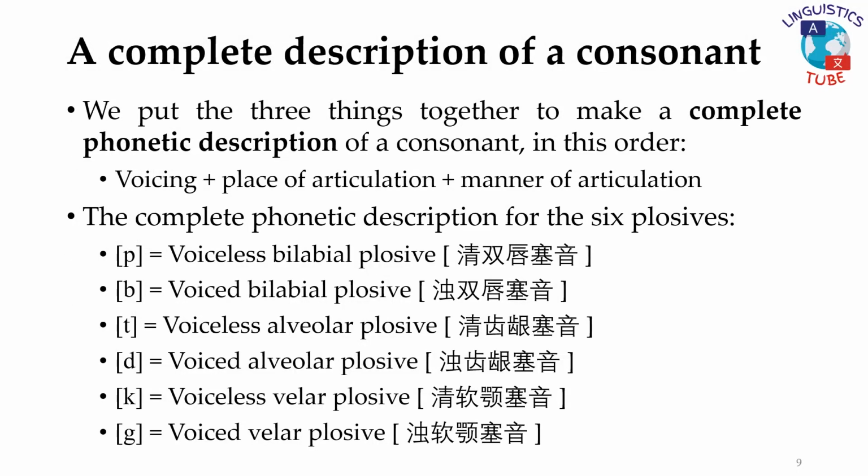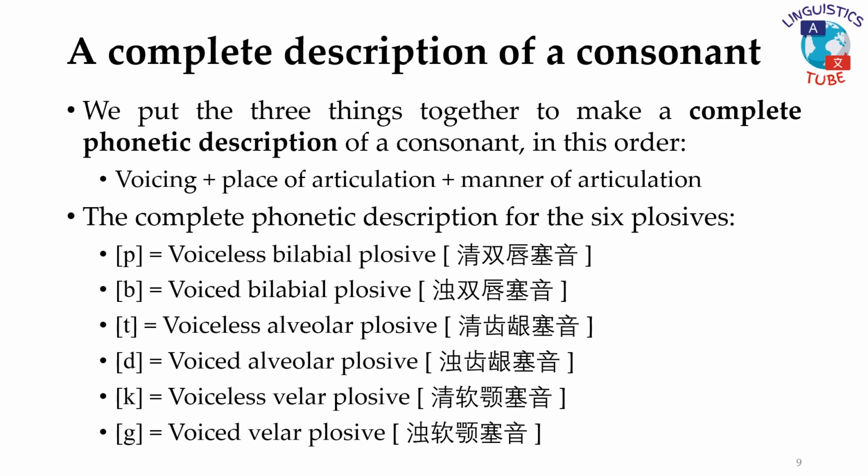To properly describe consonants, we need to put the 3 ways to describe them together. This gives us the complete phonetic description of a consonant. We first say its voicing, then its place of articulation, and finally, its manner of articulation. Remember that there are 6 plosives in English. Here are their complete phonetic descriptions.